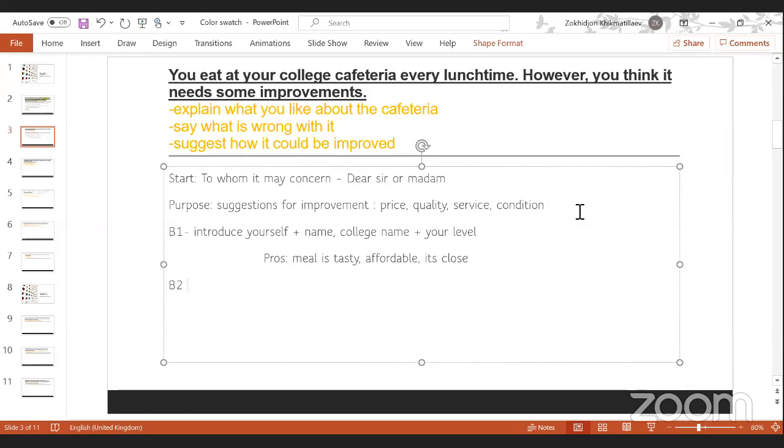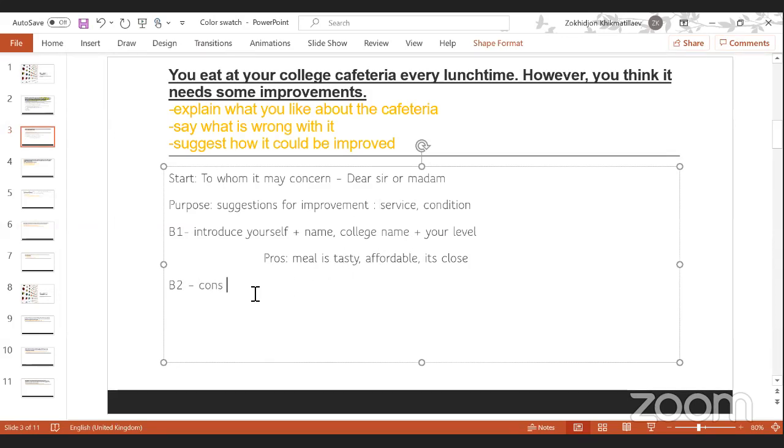Okay, now B2. Now you have to say what is wrong with it, what you don't like here. Now you have to pick from here. If you are saying that it's affordable, then we cannot talk about the price. So you said it's tasty, so you cannot talk about the quality. Now you can talk about service and condition only. Let's take service, condition maybe. So now we will remove these two because we included two processes.